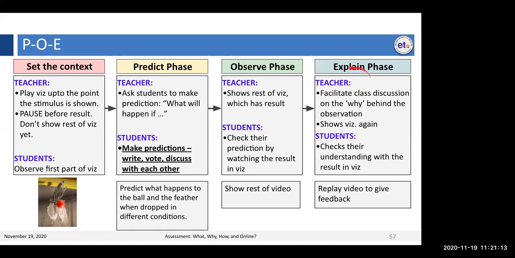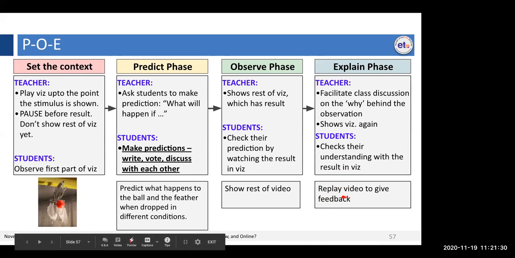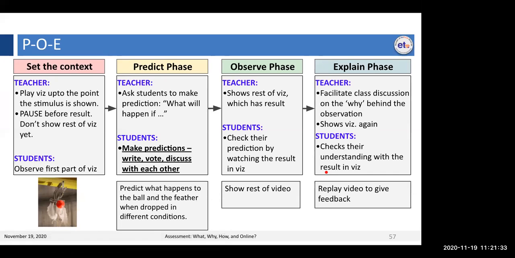In the last part, the explain phase, as a teacher you can facilitate a discussion on the reasons behind the observations, or you can show the visualization again and again. Students can recheck their understanding with the results. You can replay the video as many times as you want, or you can give it to them for self learning. These are the broader steps and process for this particular context of using visualization. It is up to the teacher how they want to use it.